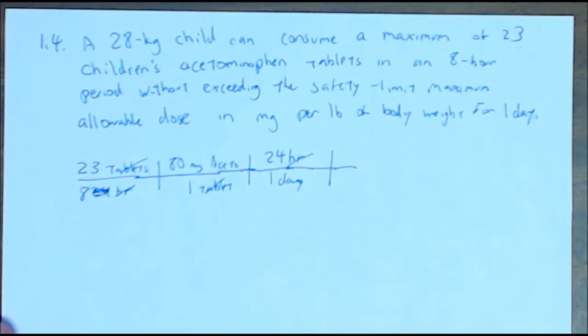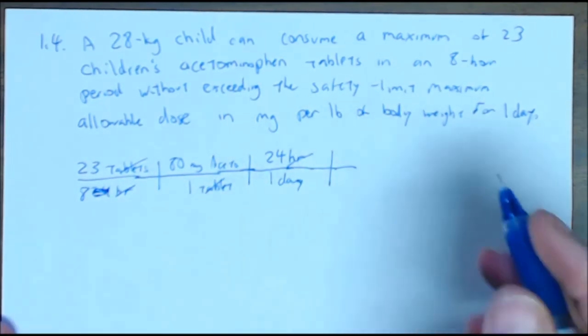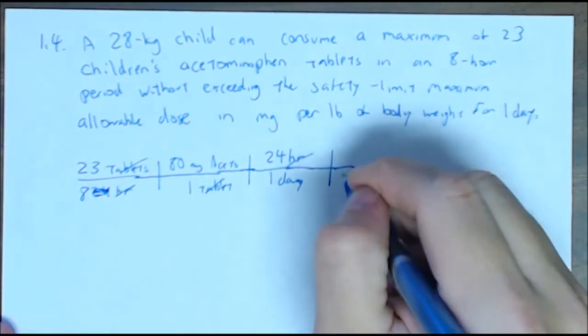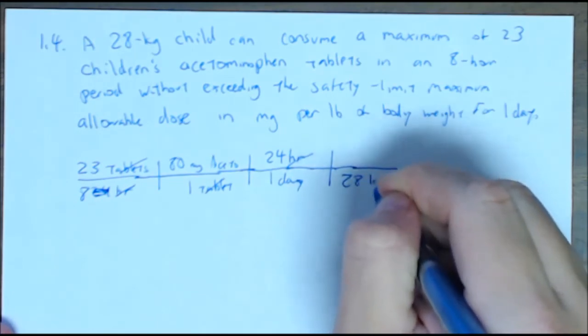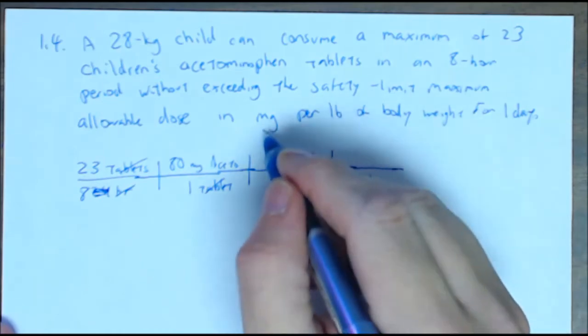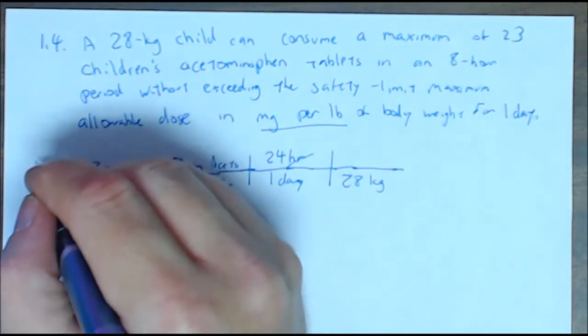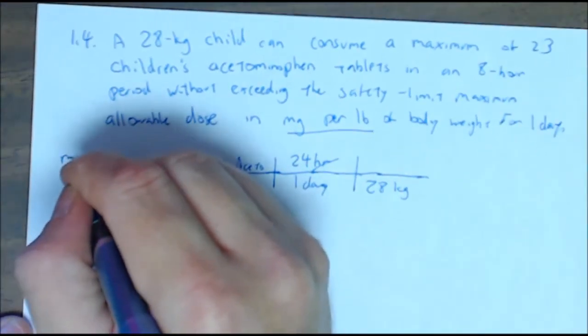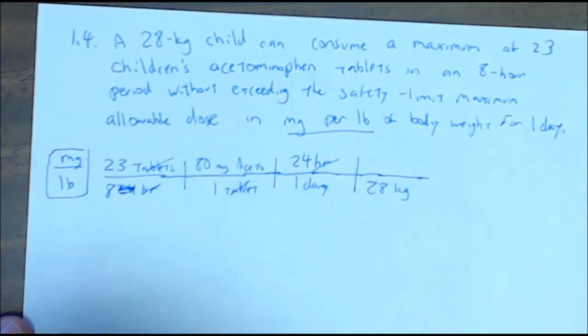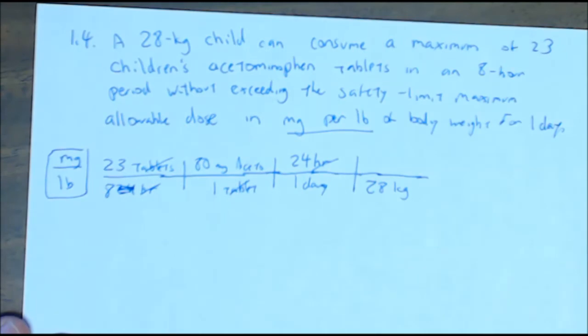Okay. And originally in the problem it said a 28 kilogram child is what we are worried about. Okay, we need to convert that over into pounds. So that's going to be 28 kilogram child. Okay, and the way that I put this down on the bottom is I've got a milligram per pound. So it's got to be mg per pound is my final unit here. Okay, so that's my target.